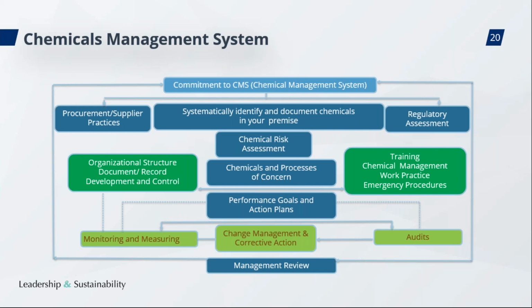You need commitment from your management and from your teams. You need to identify your chemicals, all of them. You need to assess your chemicals for risks. And then you also need to identify the chemicals and processes of concern. You need to set up your organizational structure, build awareness and train your teams. You need to set goals and you need to follow up on goals, etc. And of course, also move into the continuous improvement cycle.